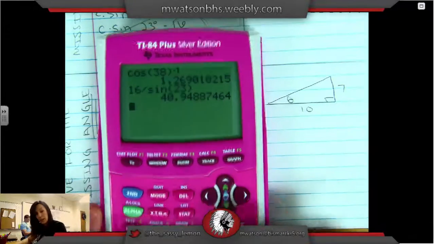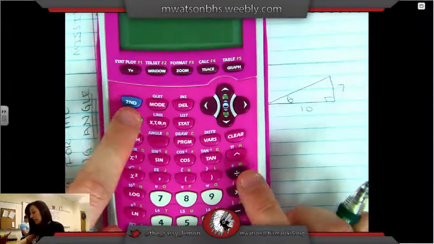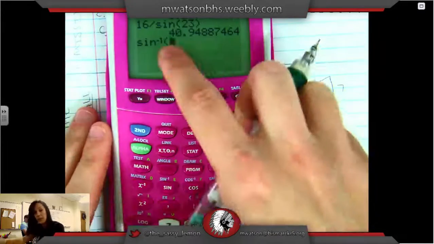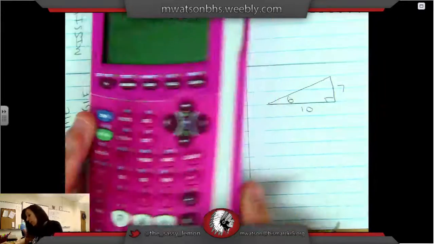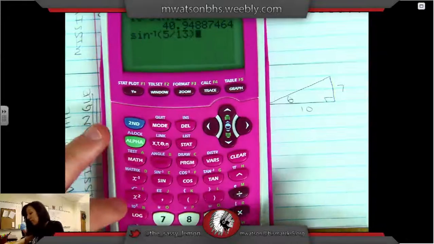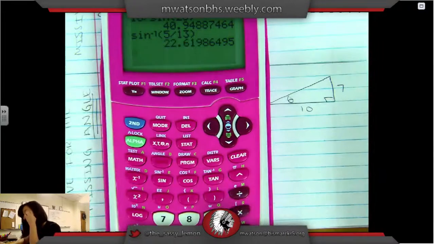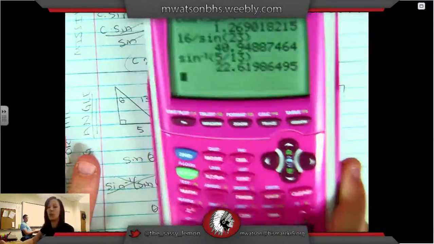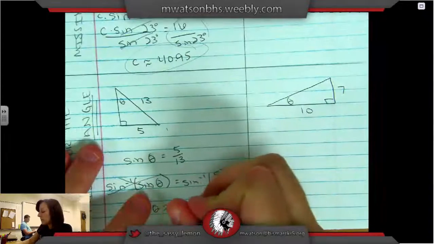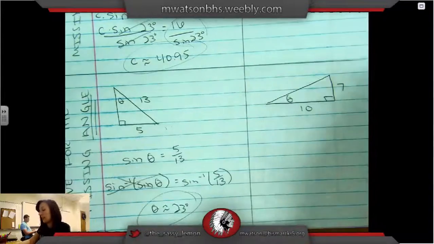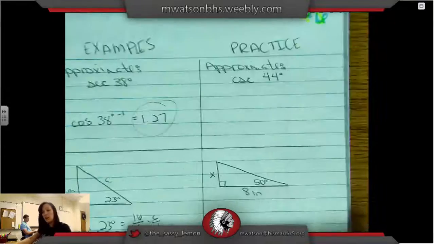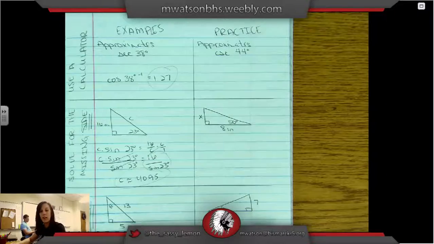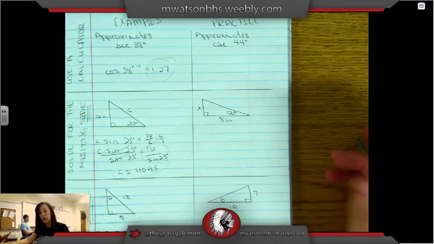We're going to type in second sine. That gives me the inverse sine. And then what was it? 5 over 13, and you should get 22.6. Since these are degrees, we're going to round that to 23 degrees. And that's it. So good luck. Go ahead and try these 3 practice problems, and then if you have any questions, make sure to ask me at the beginning of class tomorrow.